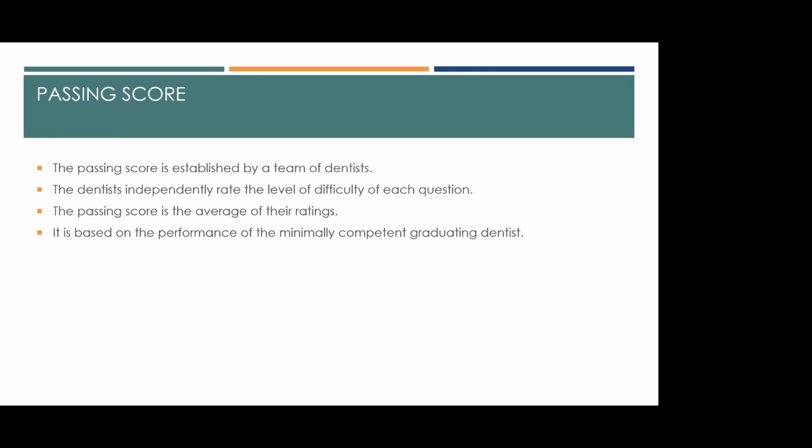The passing score of the examination is established based on the content of the examination. We gather a group of dentists that will take the examination and independently rate the level of difficulty of each question. They will base their rating on the performance of a minimally competent graduating dentist. So the evaluators assess that the weakest candidate that is expected to safely practice dentistry should be able to pass the examination. So the passing score is based on the average of all these ratings, and this will make the raw passing score for the exam.